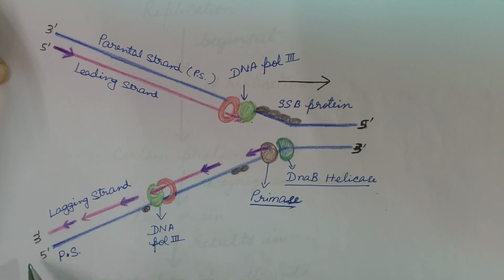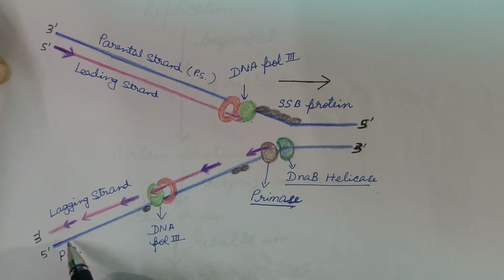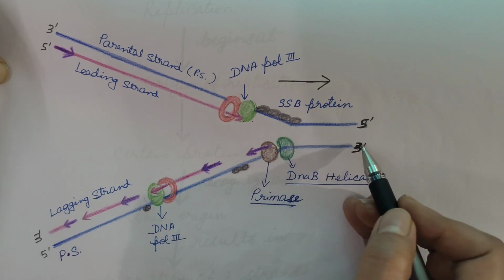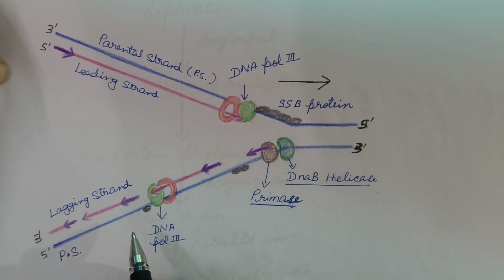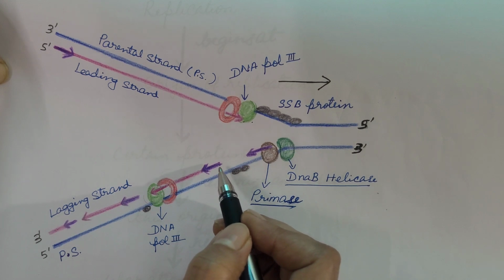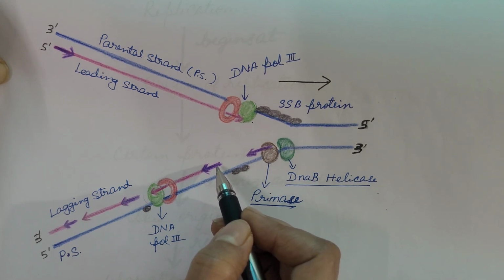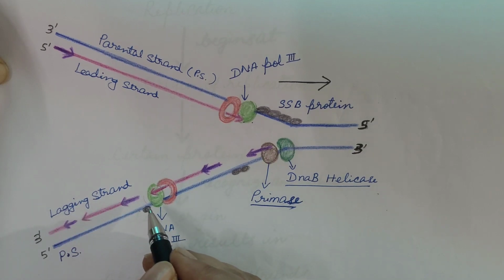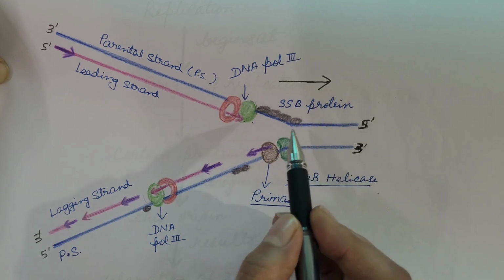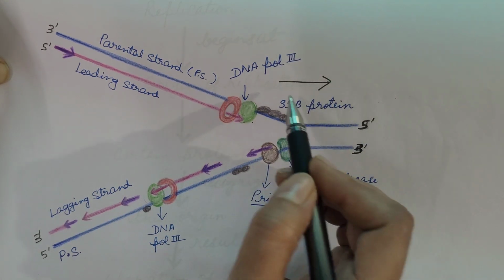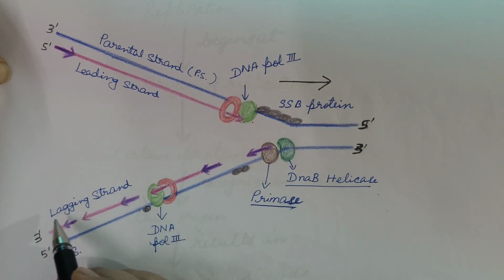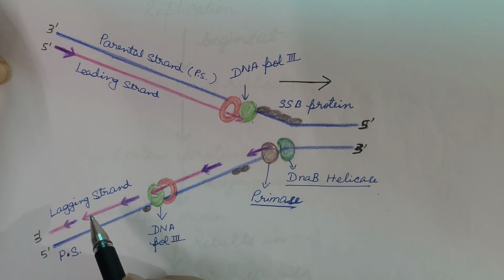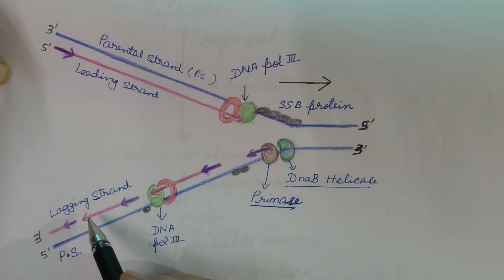But if we see this strand, this is the parental strand. It is 5' to 3' in this direction. And the new or complementary strand is synthesized in this direction, as nucleotides are always added in the 5' to 3' direction. So the replication fork moves in this direction and this strand is synthesized in this direction, that is opposite to the movement of the replication fork.